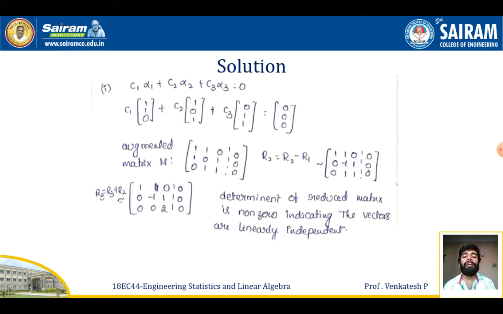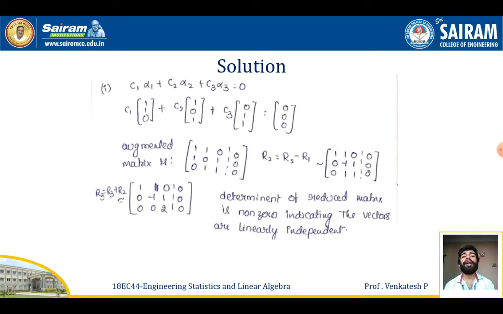Now if I expand this, I get 2 C3 equal to 0, which implies C3 equal to 0. Then minus C2 plus C3 equal to 0, so since C3 is 0, obviously C2 is also 0. From C1 plus C2 equal to 0, I get C1 also 0 since C2 is 0. Since all the scalars C1, C2, C3 are 0, I can say the given set of vectors is linearly independent. The first condition is satisfied.